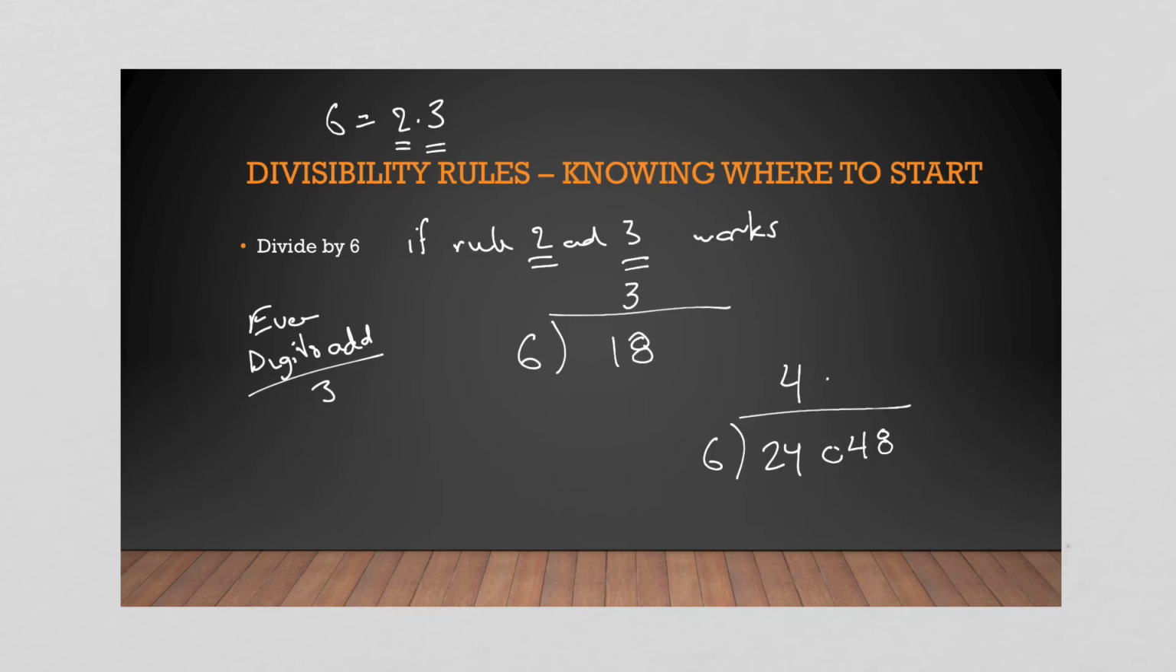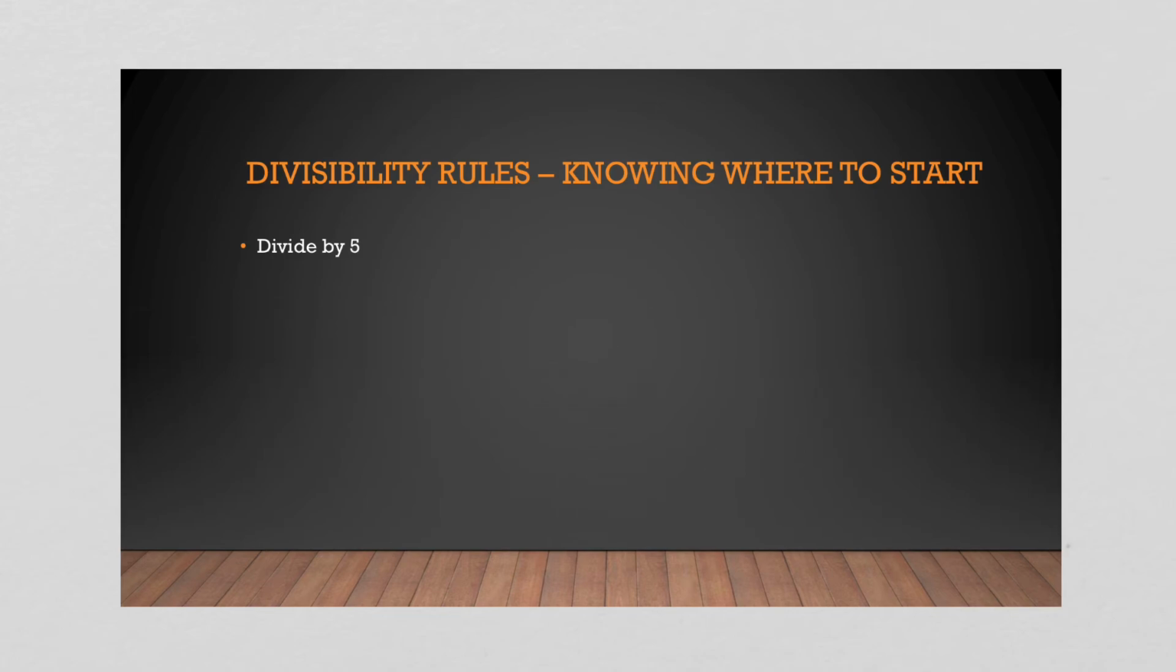6 goes into 0 0 times. 6 goes into 4 0 times, with 4 remainder. 6 goes into 48 8 times. So if a number is divisible by both 2 and 3, it's divisible by 6.